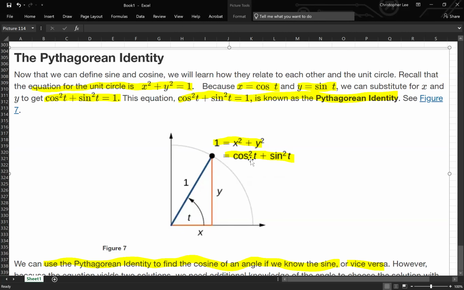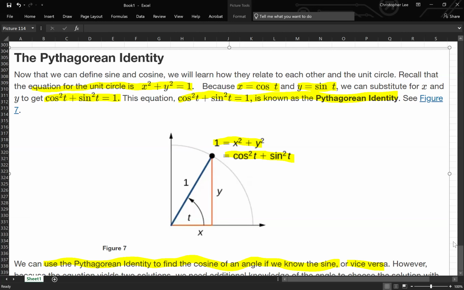So the Pythagorean identity. Now that we can define sine and cosine, we will learn how they relate to each other and the unit circle. Recall the equation of the unit circle is x squared plus y squared equals 1. Because x equals cosine t and y equals sine t, we can substitute for x and y to get cosine squared t plus sine squared t equals 1. This equation is known as a Pythagorean identity.